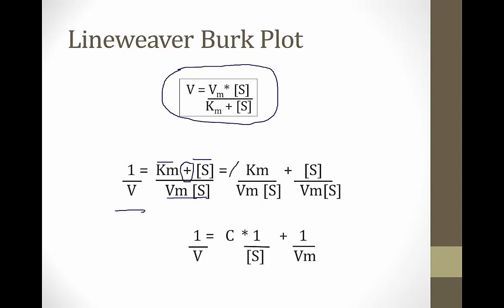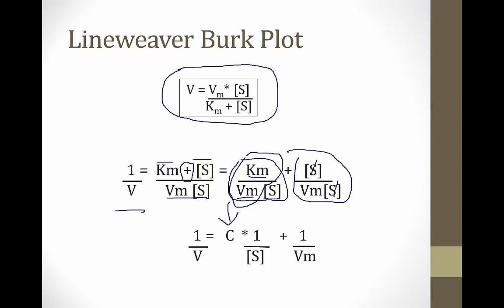The first element will be here on the left side of the plus sign. That will be Km on top divided by Vmax times S on the bottom. On the right side of the plus sign, we will have S on top divided by Vmax times S on the bottom. And these two S's cancel out. What we can do now is take Km divided by Vmax, which are both constants, and convert that into one constant C, which is what I've drawn down here at the bottom.